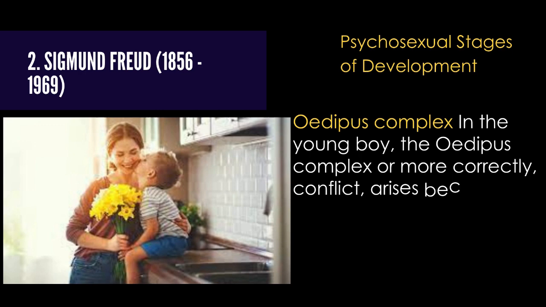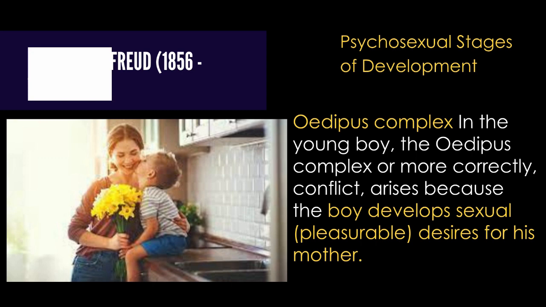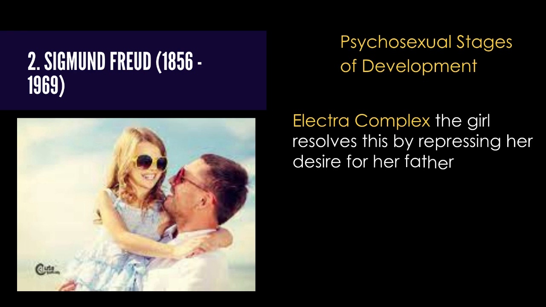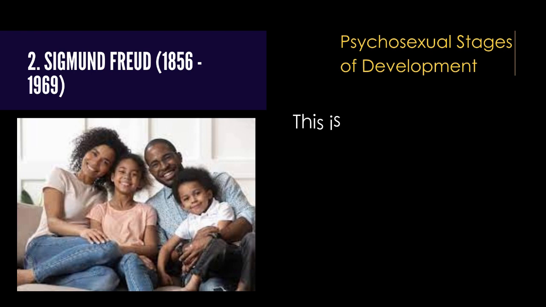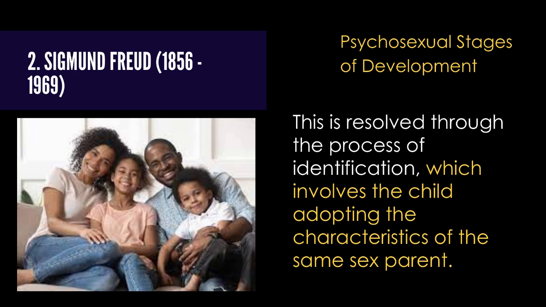Oedipus complex in the young boy. The Oedipus complex, or more correctly, conflict, arises because the boy develops sexual, pleasurable, desires for his mother. Electra complex. The girl resolves this by repressing her desire for her father and substituting the wish for a penis with the wish for a baby. The girl blames her mother for her castrated state, and this creates great tension. This is resolved through the process of identification, which involves the child adopting the characteristics of the same-sex parent.